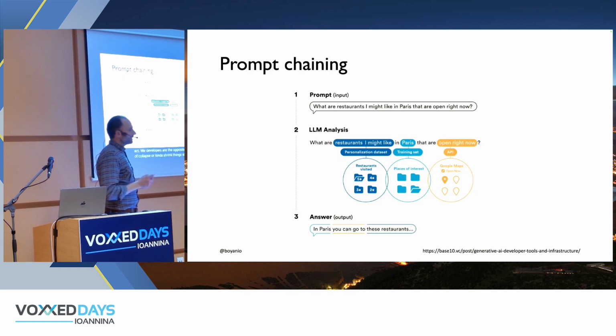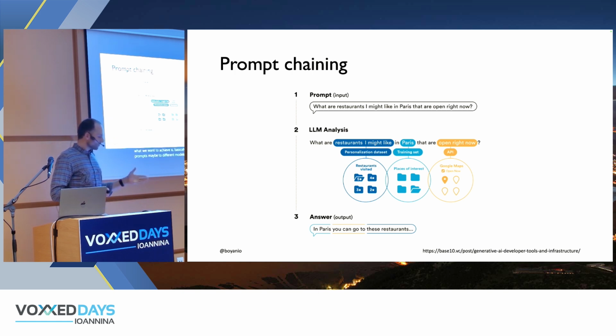Another important part or strategy is so-called prompt chaining. When we start building enterprise applications using generative AI, it is rarely the case like in ChatGPT where you just ask one prompt and get one reply. Usually, what we want to achieve is sending a lot of prompts, maybe even to different models. For example, here, if the initial prompt is, what are the restaurants I might like in Paris that are open tonight, we could actually contact 3 different services.